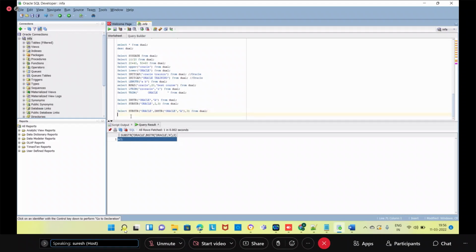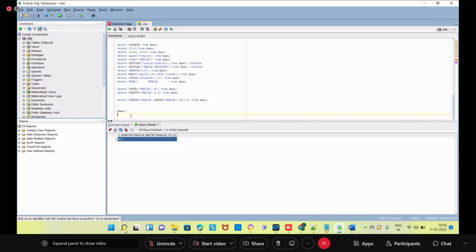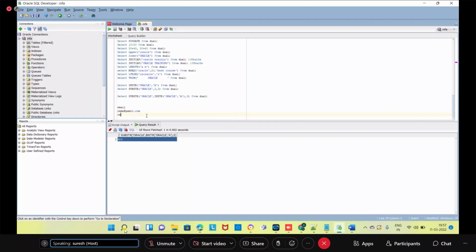Let me give you a best example. I have some column like email ID, and I have data sitting in that email ID column, like Rama at the rate gmail.com. This is my string sitting in this column. In the other one, Ravi at the rate wipro.com.